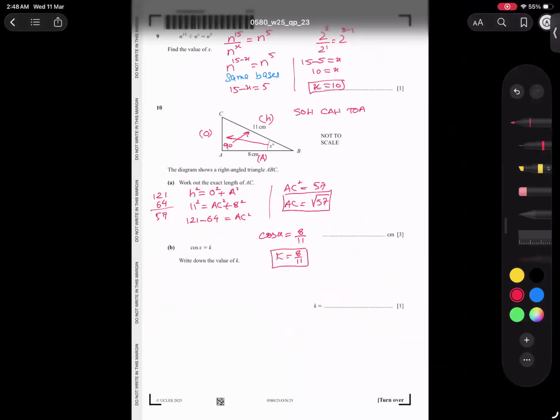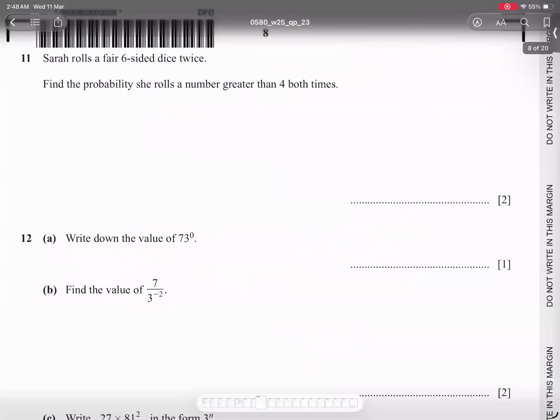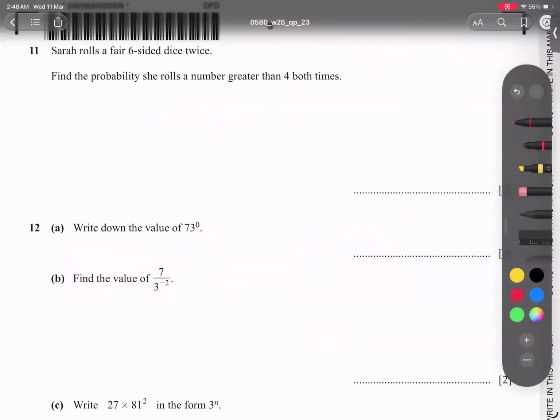And question number 11 on the next page. Question number 11, what we have: Sarah rolls a fair six-sided dice twice. So what's fair? 1, 2, 3, 4, 5, and 6. It's called a fair dice. And find the probability that she rolls a number greater than 4 both times. What is greater than 4? These two numbers are greater than 4.